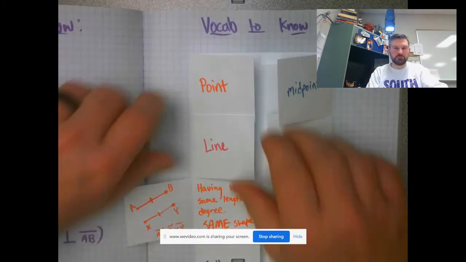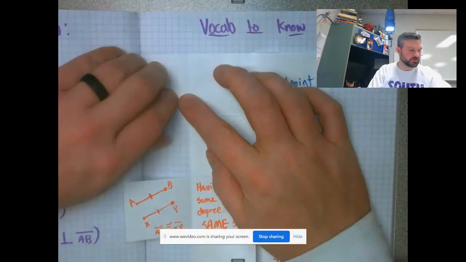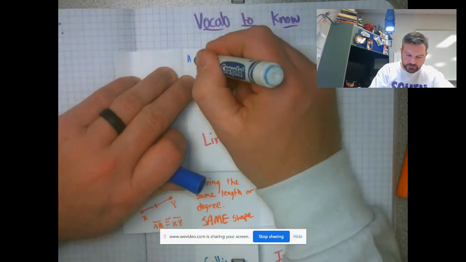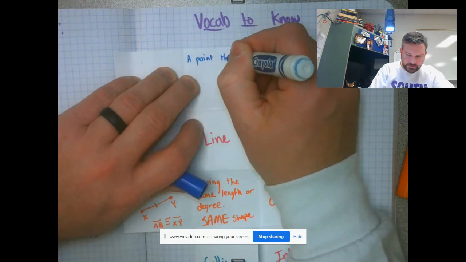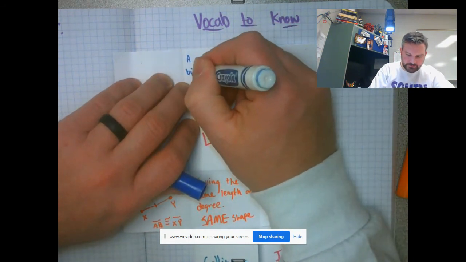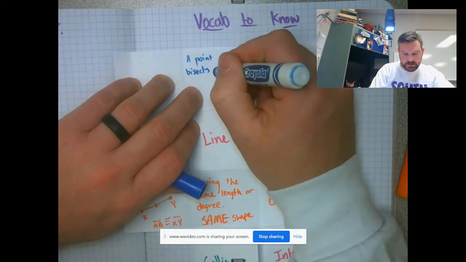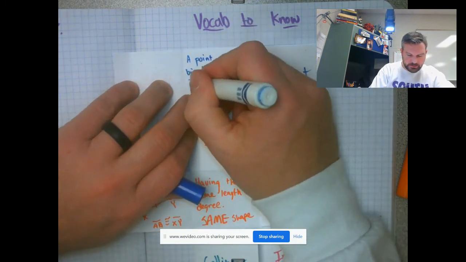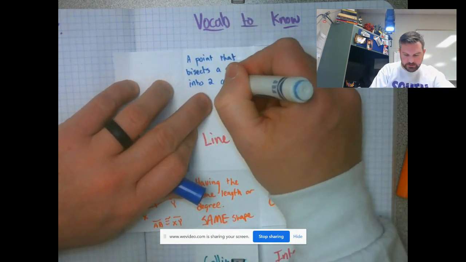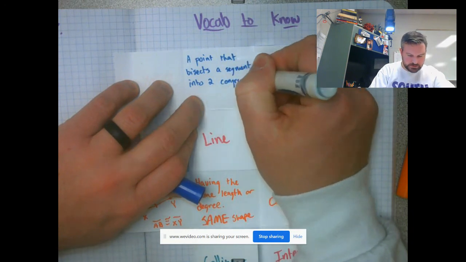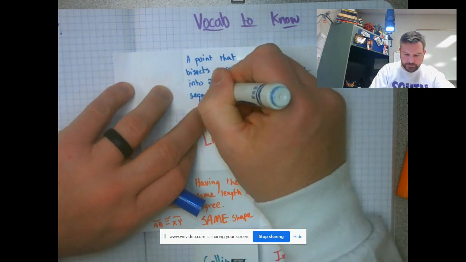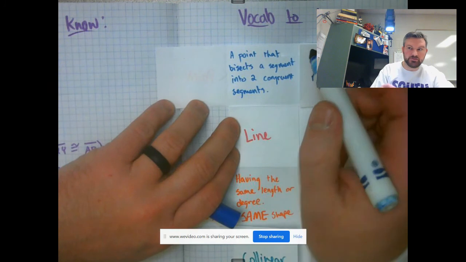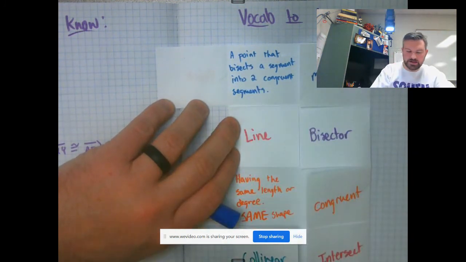Let's do one more. Let's pop up here to midpoint. That's something new we haven't talked about. So midpoint is a point that bisects or divides a segment into two congruent segments. We can only have a midpoint of a segment. We cannot have a midpoint of a line because we don't know where the end of the line is.